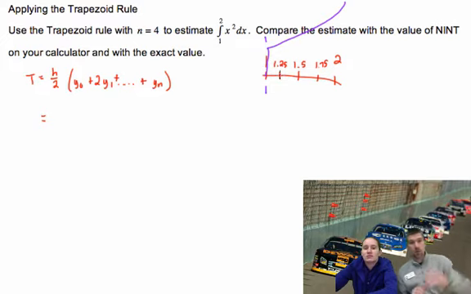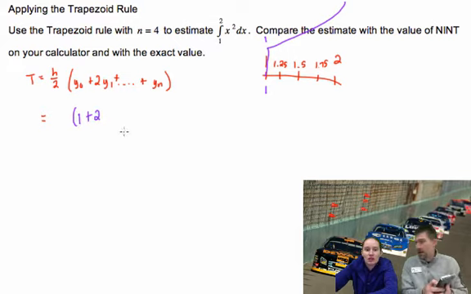So 1 plus, and then we're going to do 1.25 squared. I'll do that one on here. So 2 times that? Yes, 2 times 1.25 squared. Square before you multiply by 2. 1.25 squared is 1.5625. Okay.